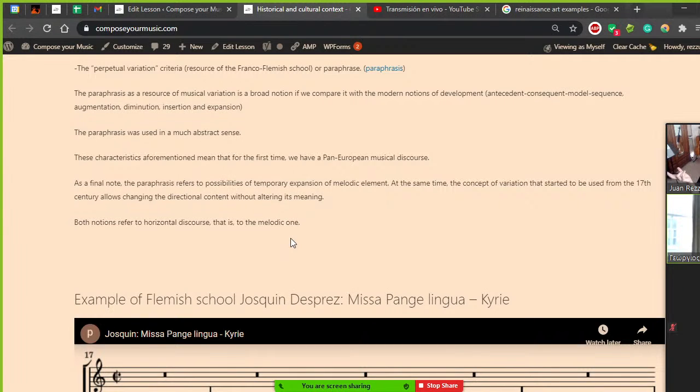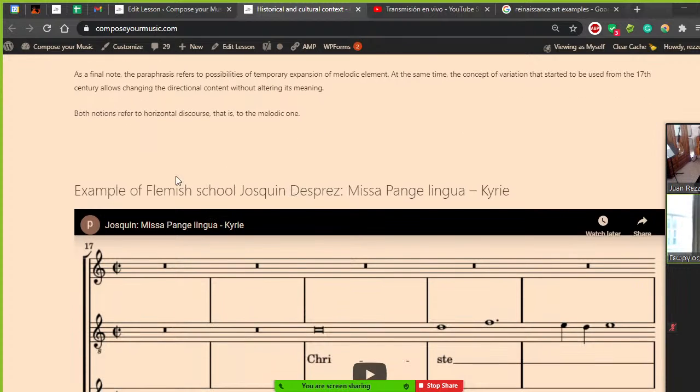It was not conscious. When you are composing a theme and variations, you never leave the theme. Everything that you do is related to one thing. This one was a perpetual process. It was ever changing. It was evolving. Let's say it's a more natural, organic evolution. Let's see an example.